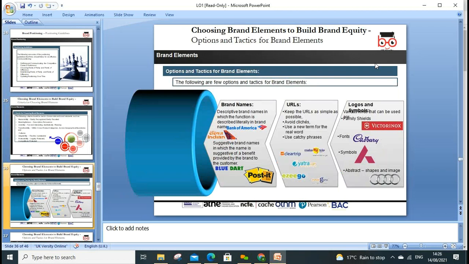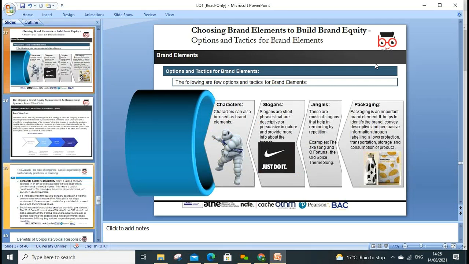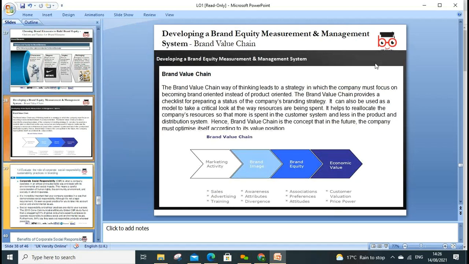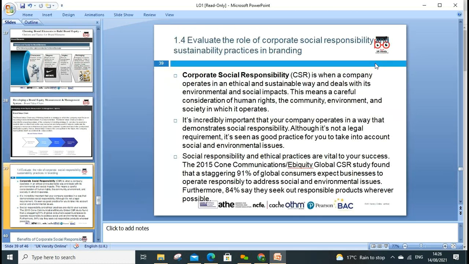Brands, including the logo, can be registered by companies. If somebody copies your brand, there is a lot of effort involved in developing it, and people can copy it and quickly get the benefit. So it is a cliche to talk about brand equity, the worth of the brand you build, in the millions. Characters, slogans, jingles and packaging are all used in brand purchases. For brand equity measurement and management, the brand value chain model can be used. So look at the marketing activity, brand image, brand equity, and the economic value of the brand.